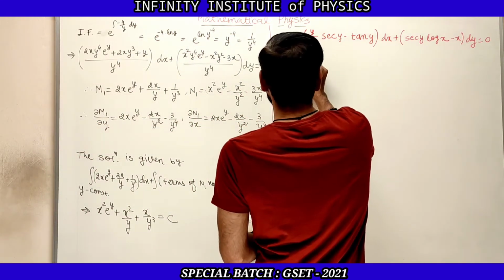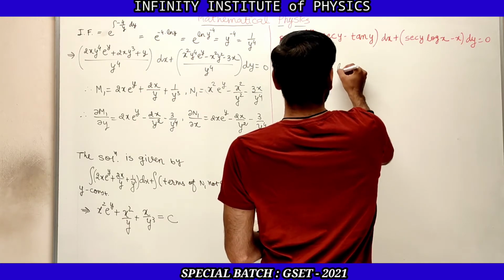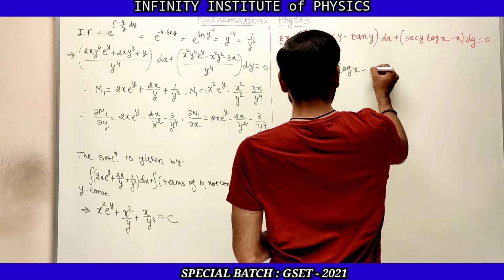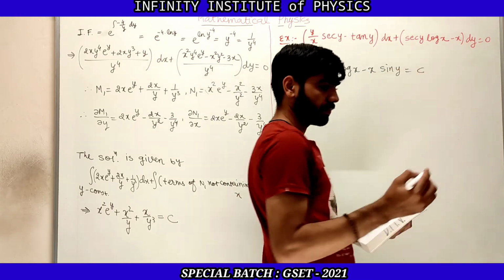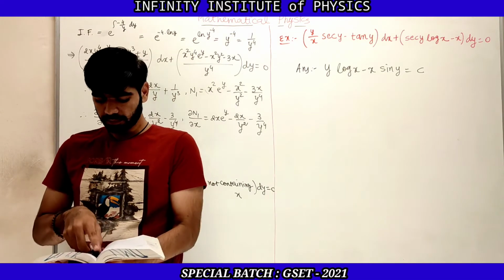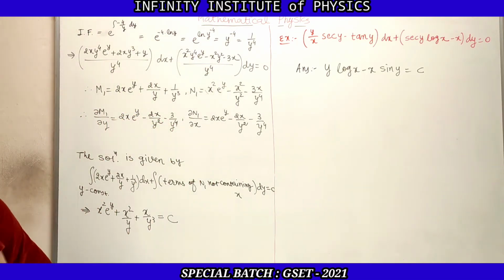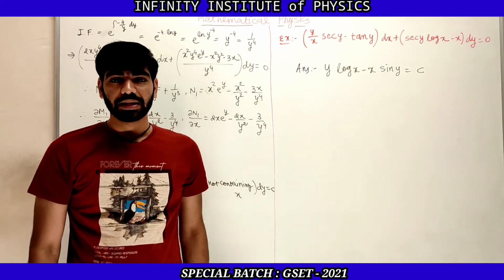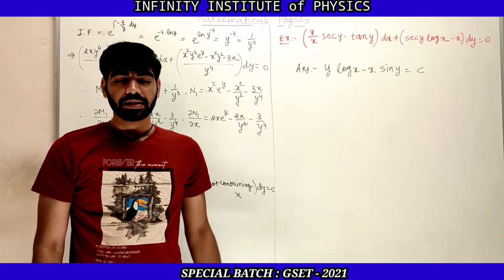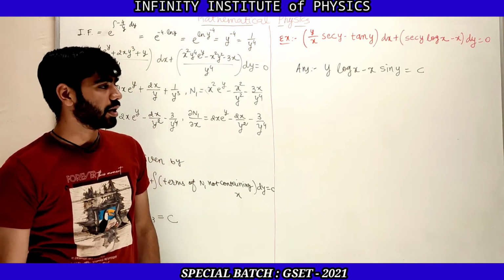The answer will be y log x minus x sin y, which is equal to c. y log x minus x sin y is equal to c. So now this is about the second case of the non-exact differential equation.